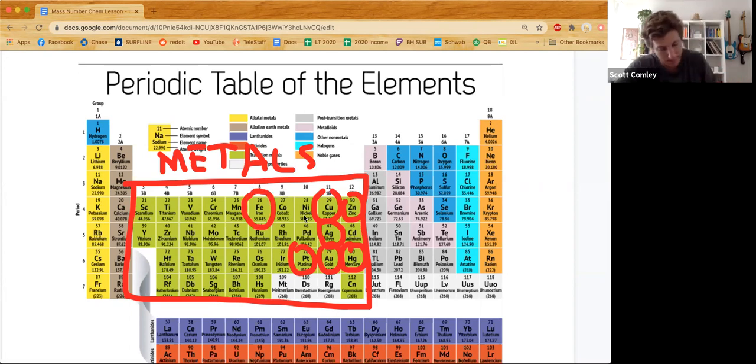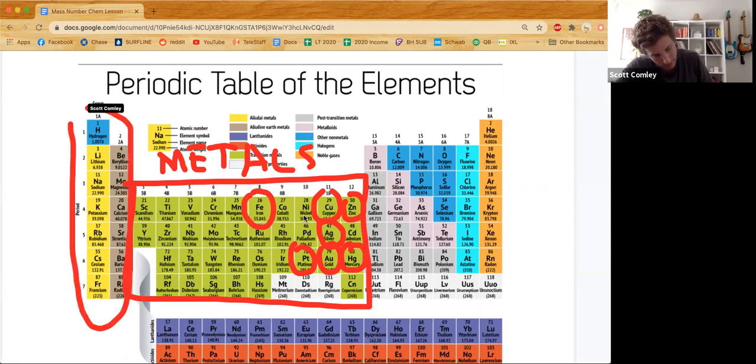And then on this side, these are highly reactive metals. They're always in a compound with something else, but some you might have heard of, like potassium, sodium, calcium. Those are real common ones.